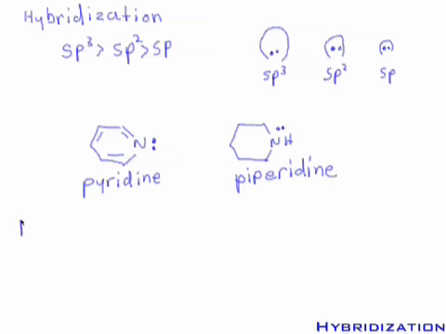In fact, if you check the pKb's, the pKb of piperidine's around 2.88. Again, you do not have to know these numbers, but you should be able to use them if they're given to you. The pKb for pyridine is 8.75. A lower pKb, stronger base, significantly stronger base. So hybridization is very important in establishing or influencing basicity.